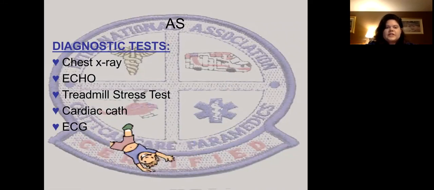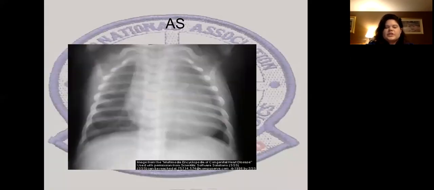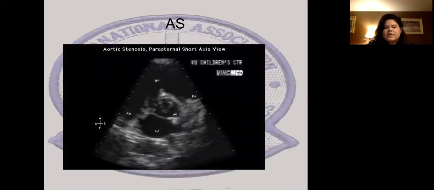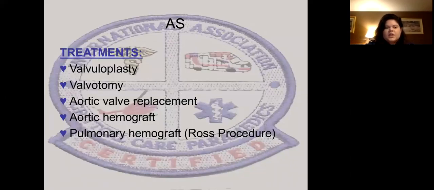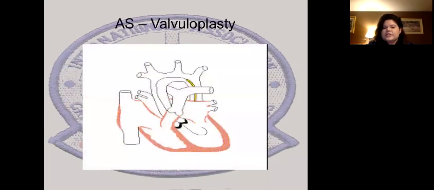So these guys, they're going to have the chest x-ray, echo, they could do a treadmill test. So that's just going to be where they're under stress. They monitor how well their blood flow is under stress. So this is an x-ray image, and then we've got our Doppler. They could do a valvoplasty, valvotomy, aortic valve replacement, homograft, and that could be aortic or pulmonary. The pulmonary one's also called the Ross procedure.